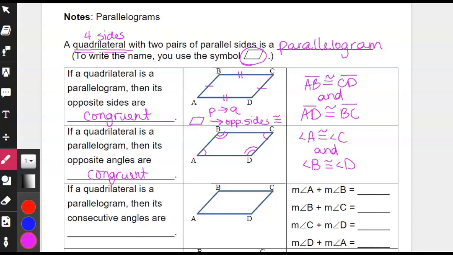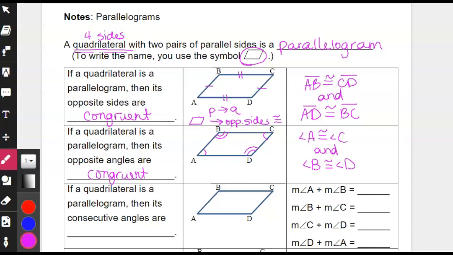But it is important that I have both of these claims here, that both pairs of opposite angles are congruent to each other. Also notice that in the picture, angles A and C have one arc mark, angles B and D have two arc marks. That's because angles A and C are congruent to each other, but they are not necessarily congruent to angles B and D. So make sure you have a different set of arc marks for that second pair of congruent opposite angles.